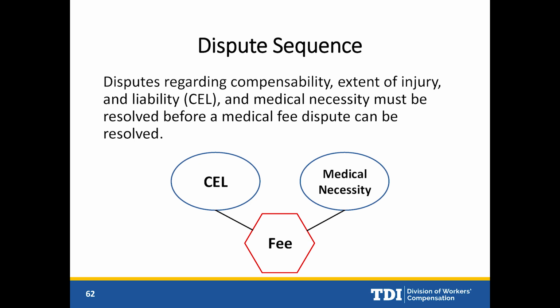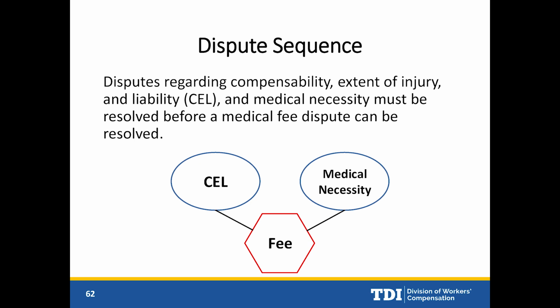When it comes to resolving disputes, again, we have 3 types of disputes. The dispute over compensability, extent of injury, and liability, which we call CEL disputes, medical necessity, and medical fee. Now, you have to resolve any issues of compensability, extent of injury, or liability, and any issues of medical necessity prior to filing for a fee dispute.